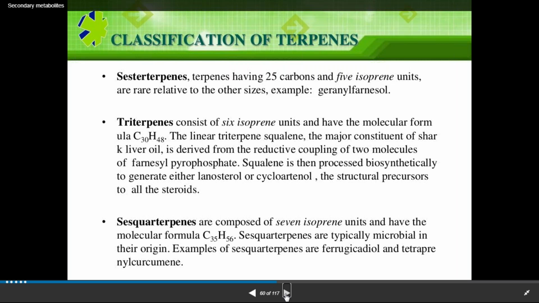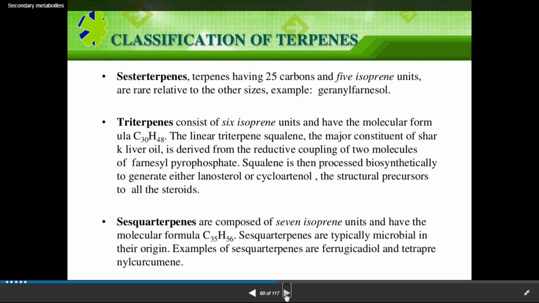So squalene is got from farnesyl pyrophosphate, and squalene will again combine with farnesyl pyrophosphate to give lanosterol. Lanosterol will further give rise to cholesterol, and then other steroids are obtained. Clear? Is it clear till here?